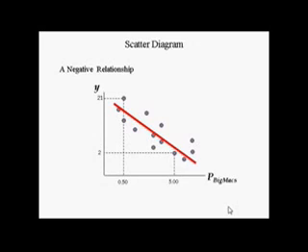If x is the price of Big Macs and y is the quantity demanded for Big Macs, then the red line represents the demand curve for Big Macs.